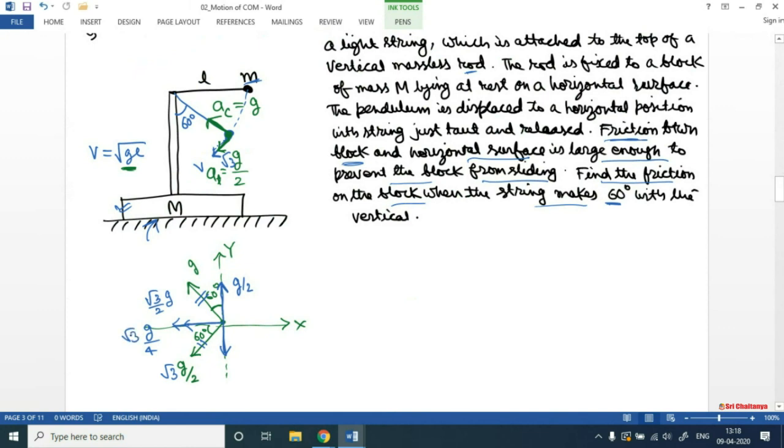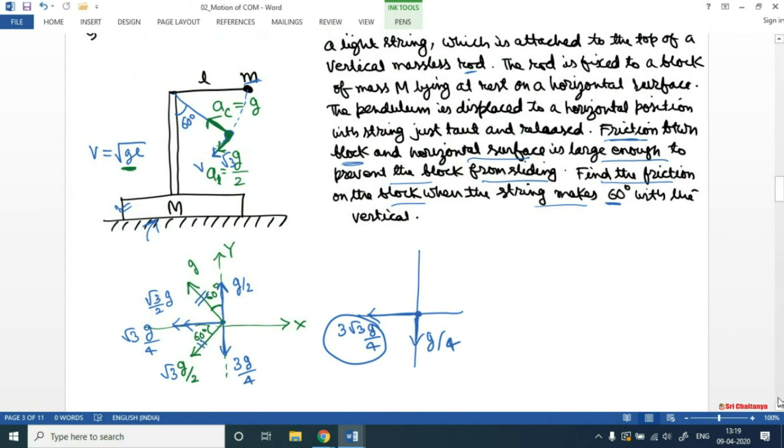So what we can say, the acceleration overall, we can write over here, this component will become 3 root 3 g by 4 over here, and this component here root 3 by 2. So this is 3g by 4 over here. So this would be g by 4 over here. So we are only interested in this component, I guess.